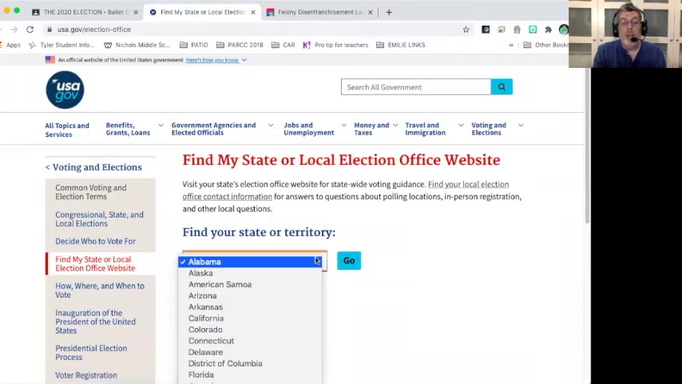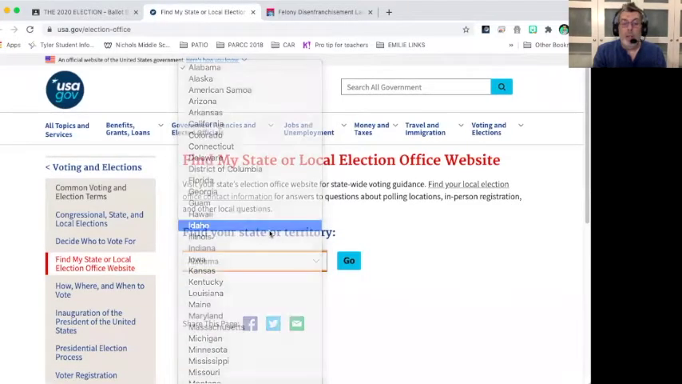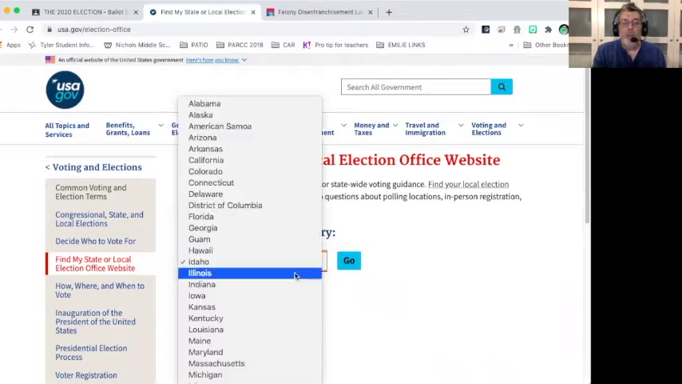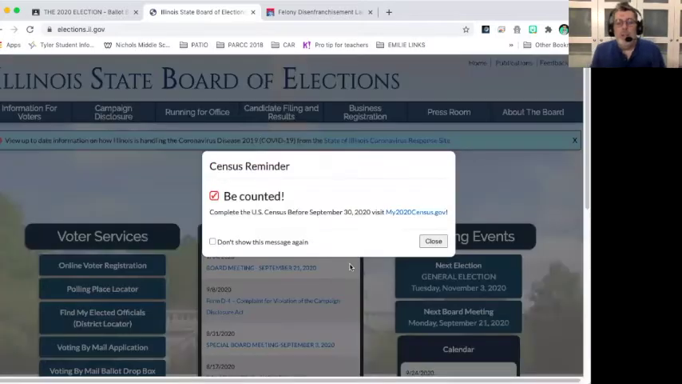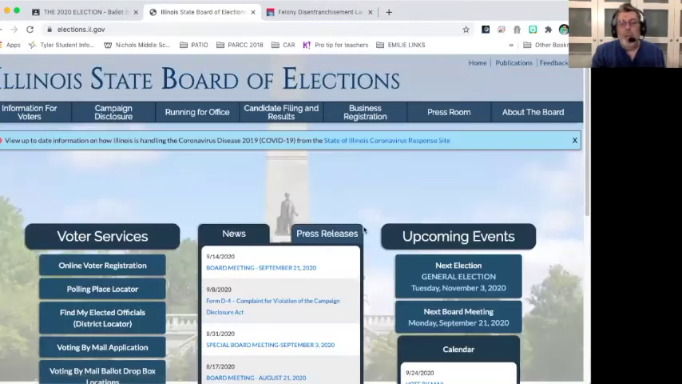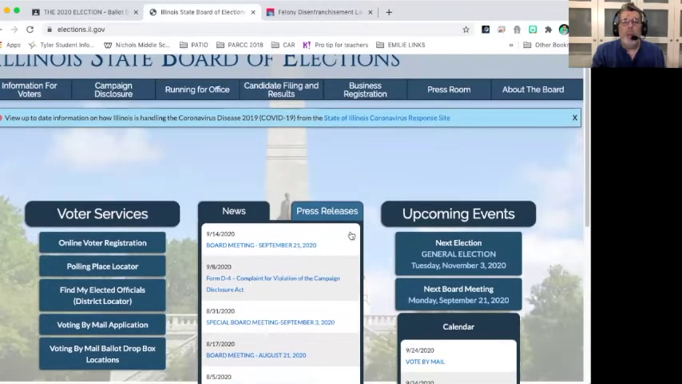So once again, we are selecting Illinois. Now, that was Idaho, it was the wrong state, Illinois. And so if you're curious though, you could take a look at other states. They don't all do the same thing. So now you have a reminder here to be counted for the census. It's a whole separate issue. But when you're up here, you have information right away. So what are we looking for?